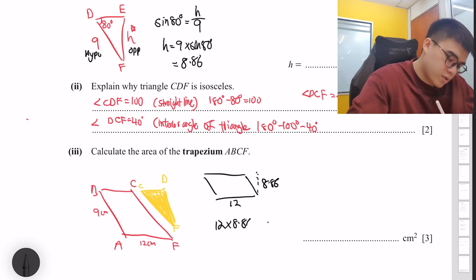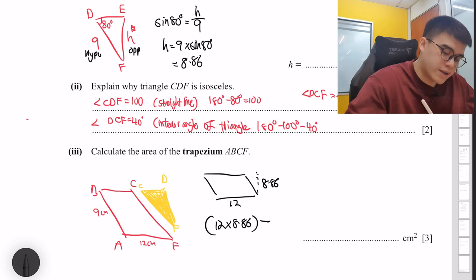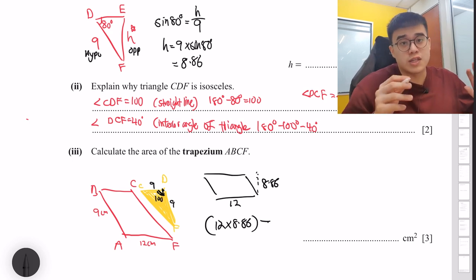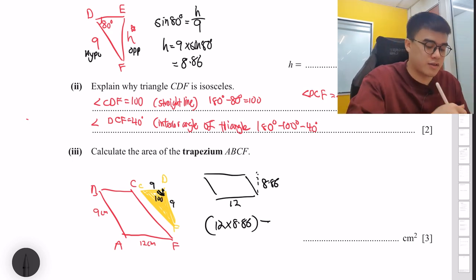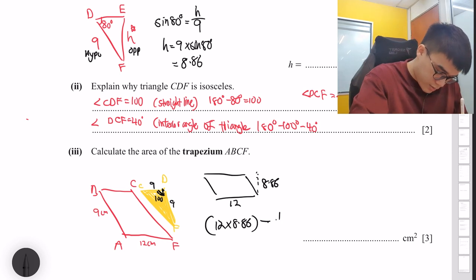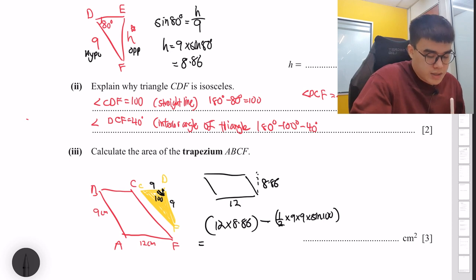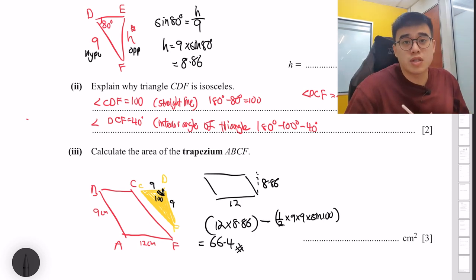Okay, and then minus off the balance that we got, we can use half AB sine C for this triangle DCF's calculation. You get your final answer as 66.4 centimeter square.